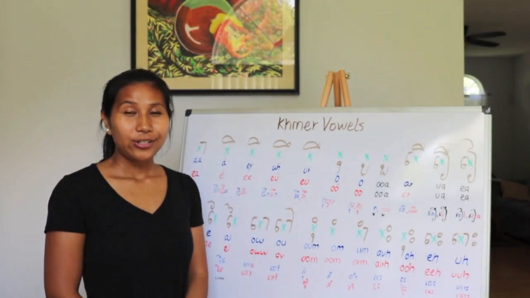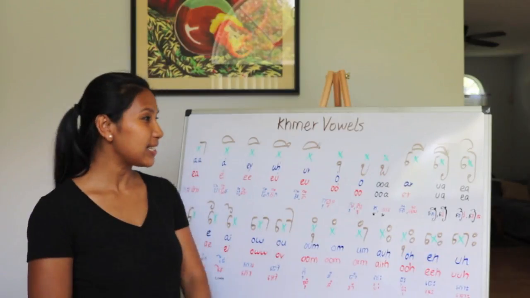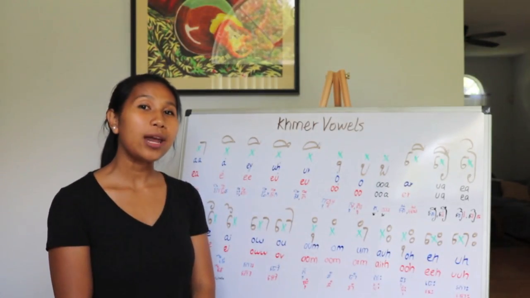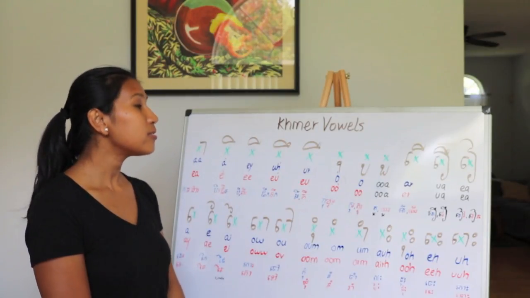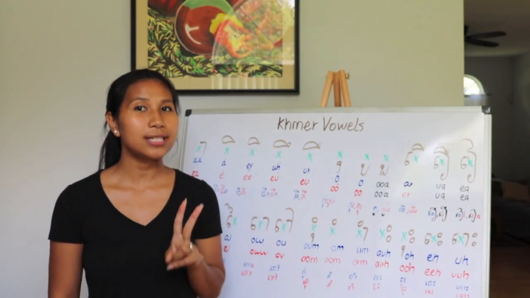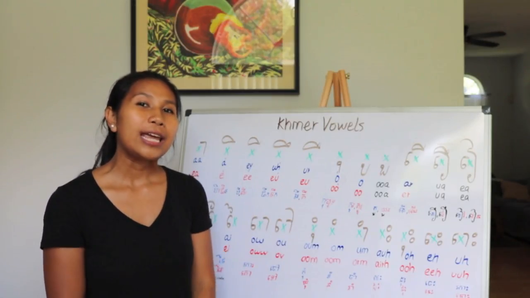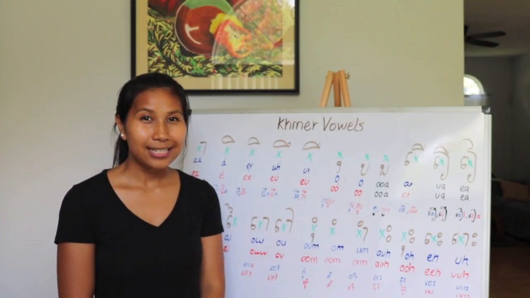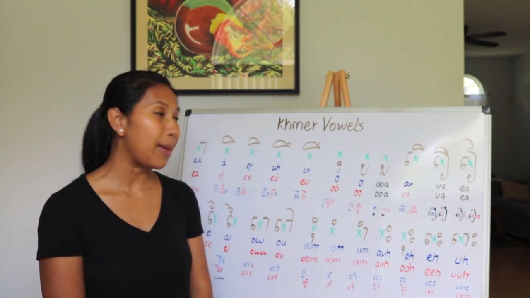Hello everyone, today we are going over Khmer vowels. In Khmer language there are 23 vowels and most vowels have two sounds. So there are actually 43 distinct sounds and we are going to go over them one by one.